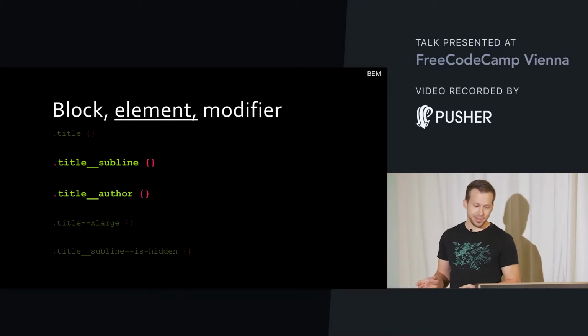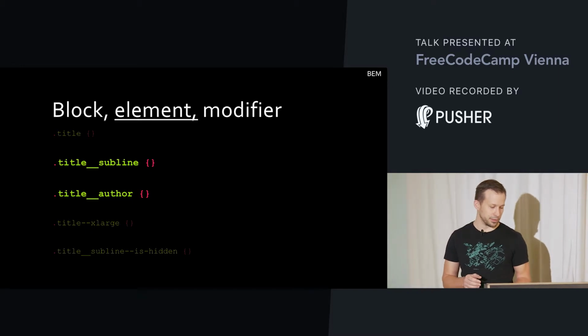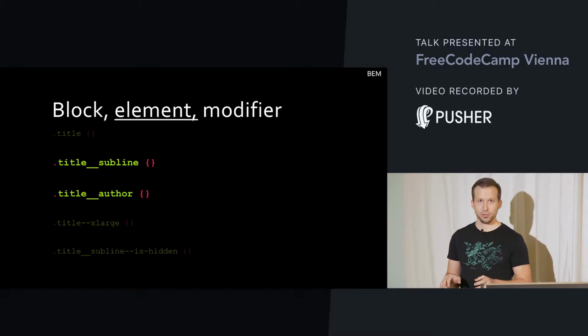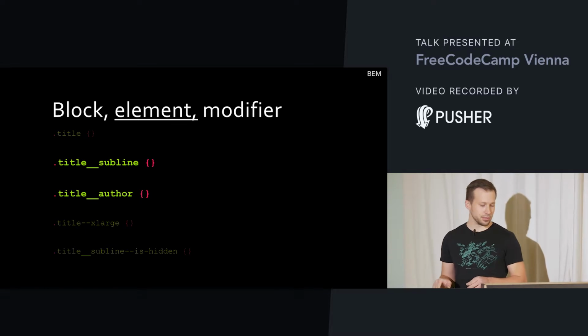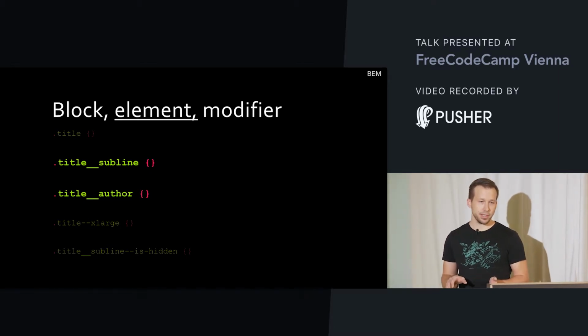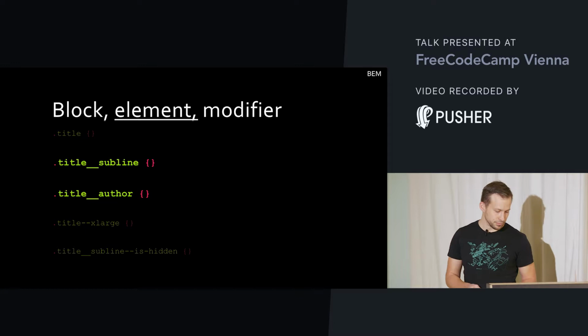Next is the element, which is the child of a block. For example, it could be a subline or the author tag of a title widget. This is an element now. It can't include other elements. It shouldn't nest other elements in the BEM structure. It always depends on a block. It can't exist on its own. An element always belongs to a block and can't be somewhere on its own.